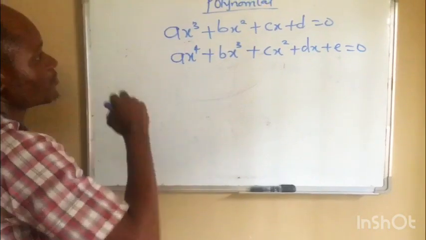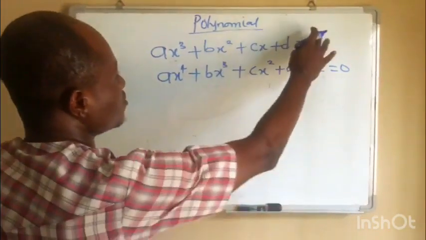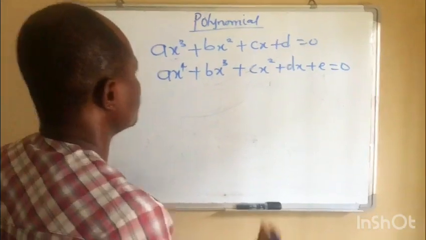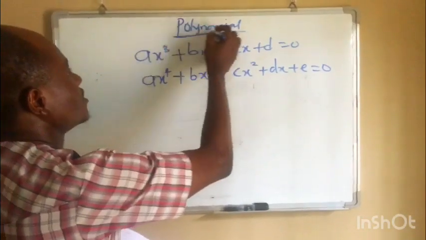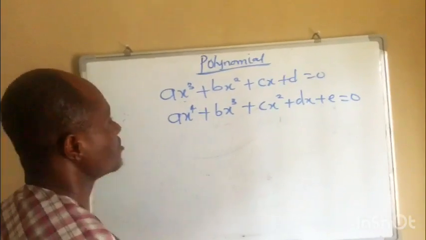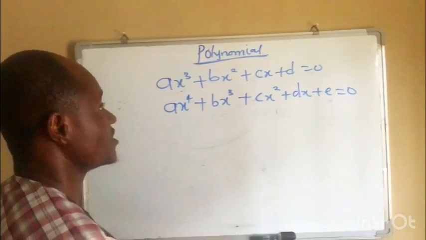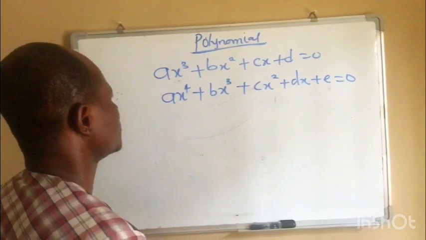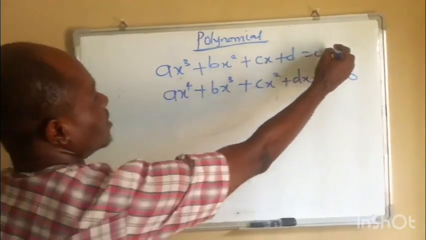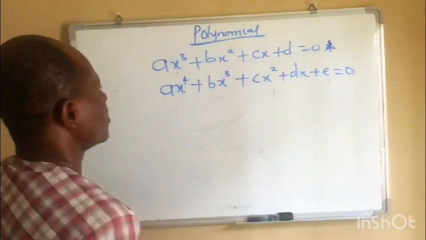So if you have a polynomial, what are the things we need to know that will enable us to solve any question? This topic, polynomial, is both in the WAEC curriculum and in the Cambridge curriculum, and the way they set their questions seems similar in those two curricula. So if you have a polynomial in this form, how do we solve it?